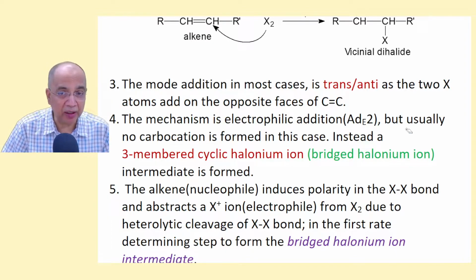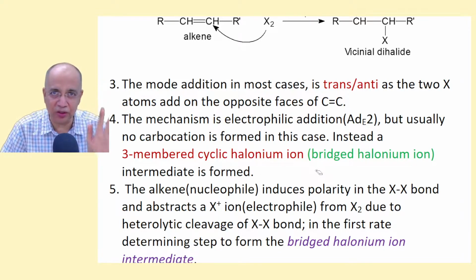AdE2, but in most cases, 99% of the cases, no carbocation is formed. Then what is the intermediate? Instead, a very exotic three-membered cyclic halonium ion, which we can call bridged halonium ion intermediate, is formed. Don't worry at all, I will show you.